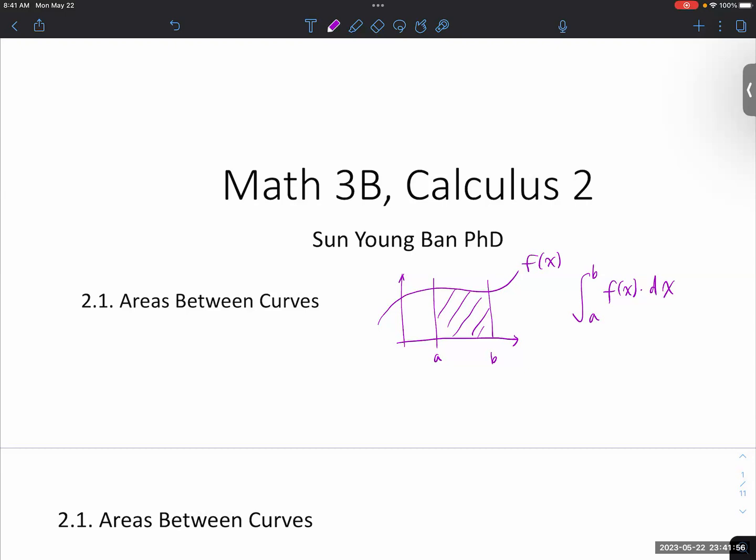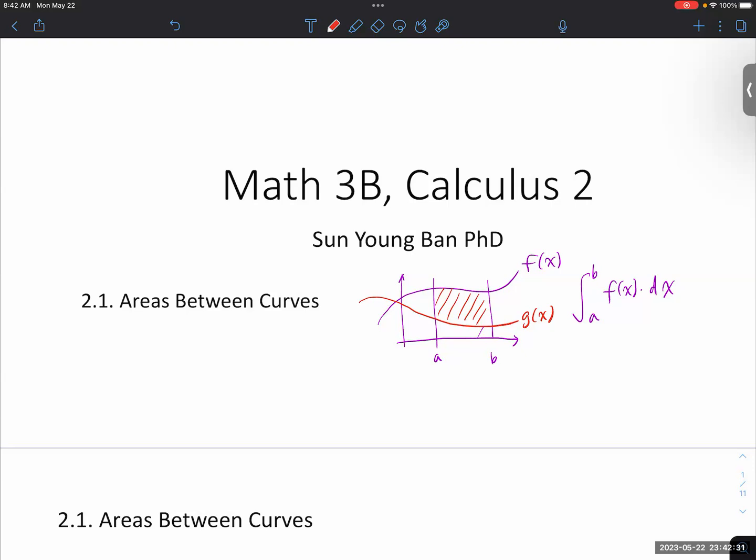In this topic, what's happening? What if we have a little bit complicated region? For example, let's say I do have 2 functions, okay? So that I want to find out the area between those 2 functions. So how would you be able to find out this area between 2 functions? Okay, so that's a different thing. In this chapter, we are going to deal with 2 different functions and going to find out the area between curves. Does it make sense?